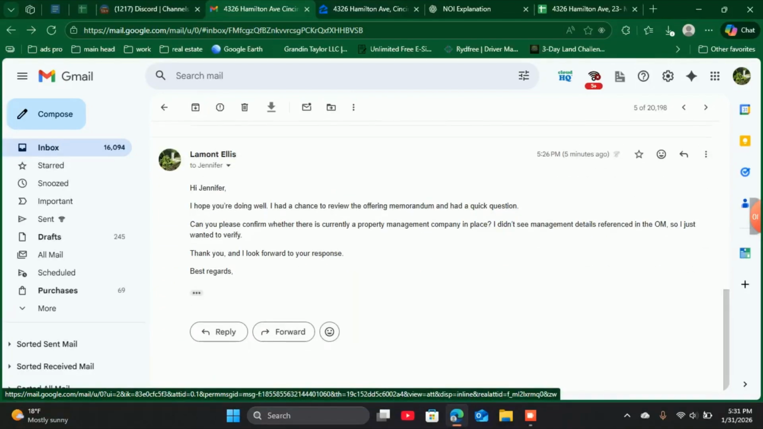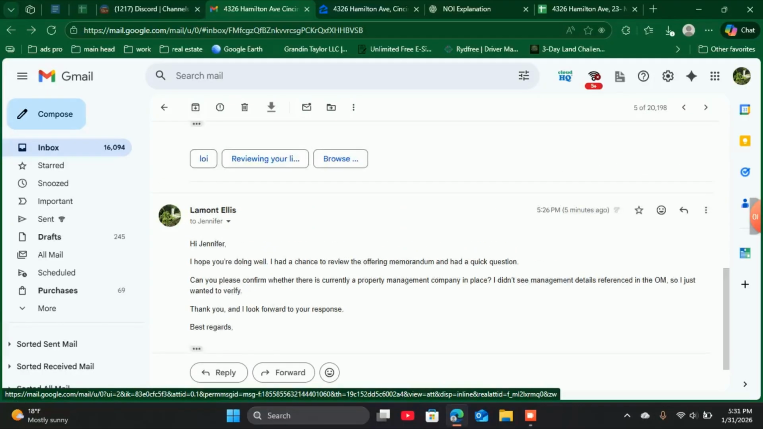This is exactly what I said. Hey Jennifer, I hope you're doing well. I had a chance to review the offer memorandum. I had a quick question. Can you please confirm whether there is a property management in place? I didn't see management details referenced in the OM, so I just wanted to verify.